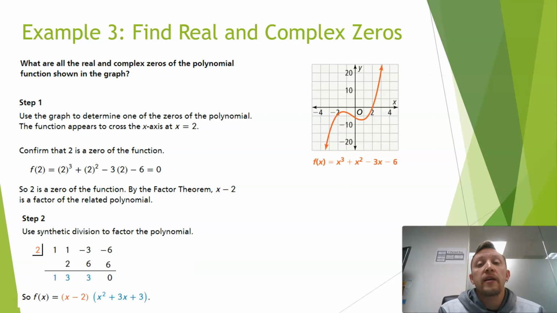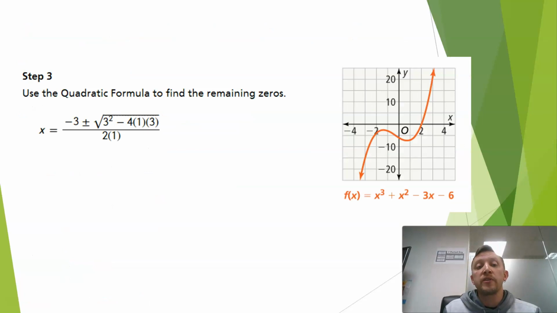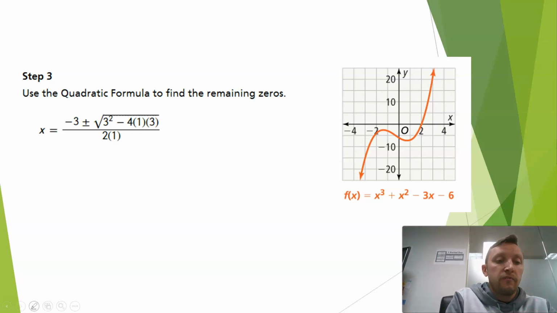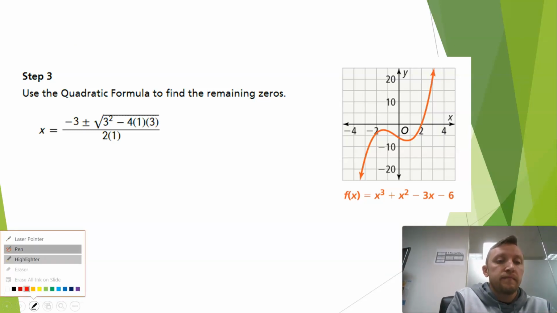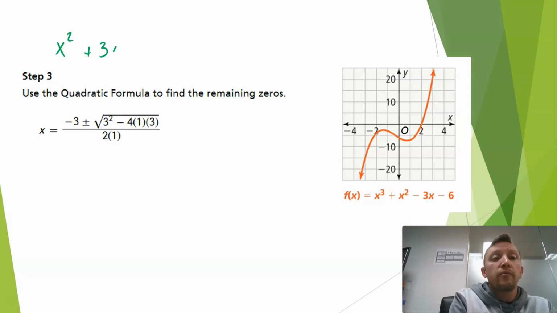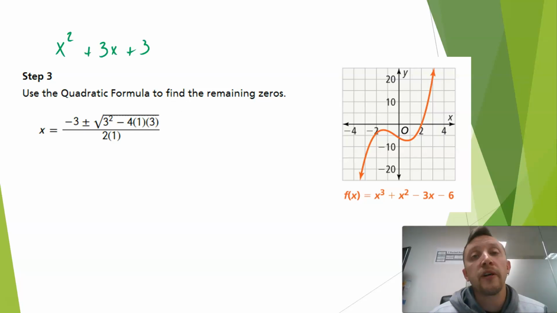Now we can use synthetic division to factor this down, because remember, what's left over is going to be the other factor. When we do that, you get x squared plus 3x plus 3 as the other factor. So we have x minus 2 times x squared plus 3x plus 3. From that x squared plus 3x plus 3, we're going to use the quadratic formula to find the remaining zeros.